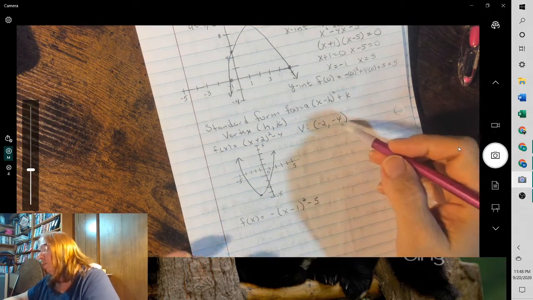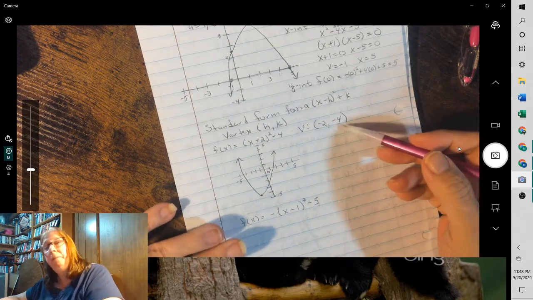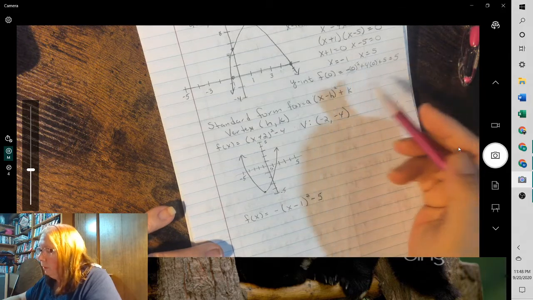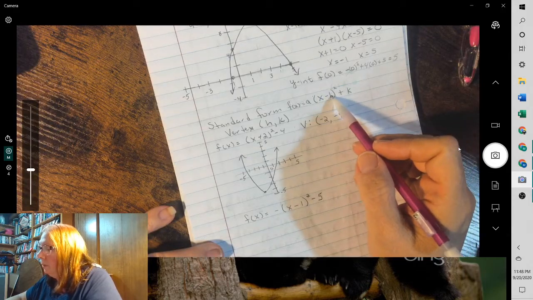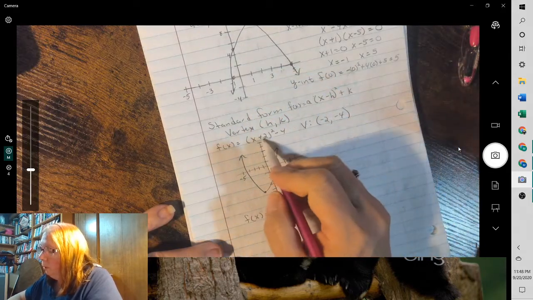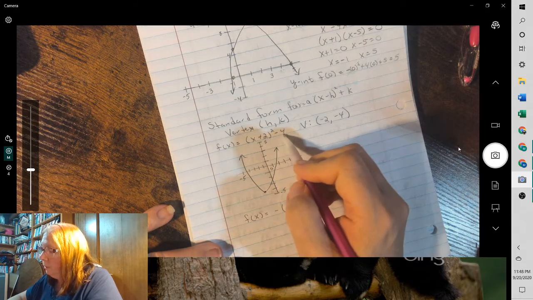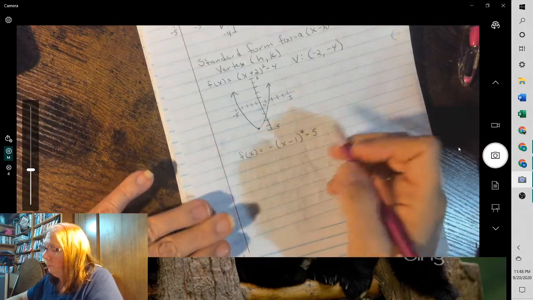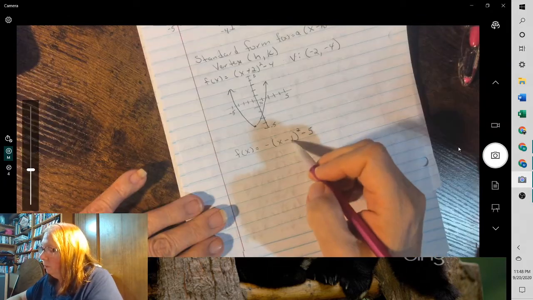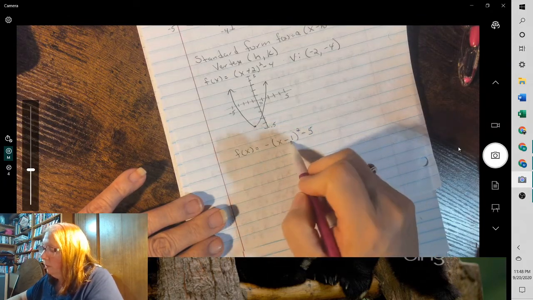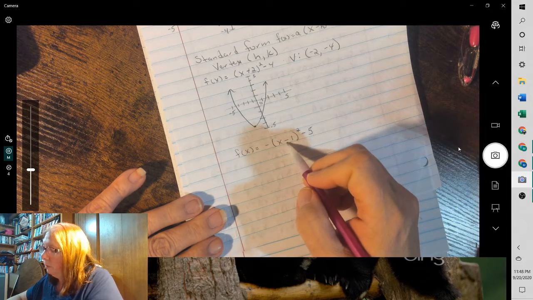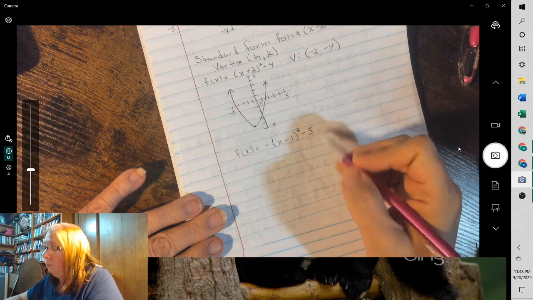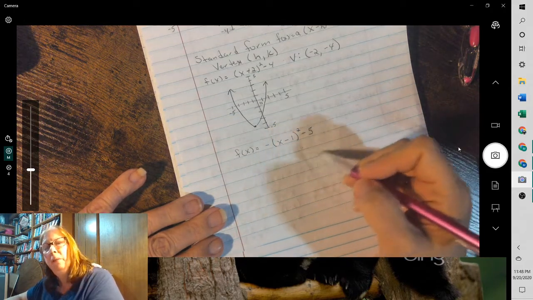So we can graph and have an estimate. They also call it shifting because this moves opposite of the sign, so we're going to move left 2, down 4. And this one moves right or left opposite of the sign, so it's going to move right 1, up or down same as the sign, down 5. So it's getting you ready for shifting.